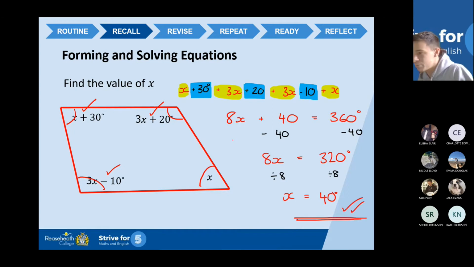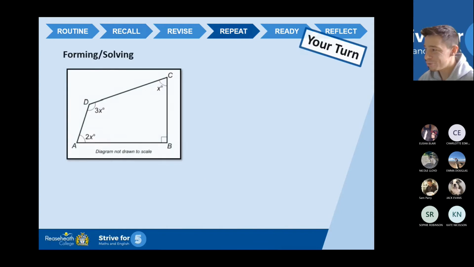Look at that. I love these questions because, like I say, it allows you to show off to the examiner, I can do this. x equals 40. That's exactly what we needed to do. That's exactly what we've done. Happy days, okay?